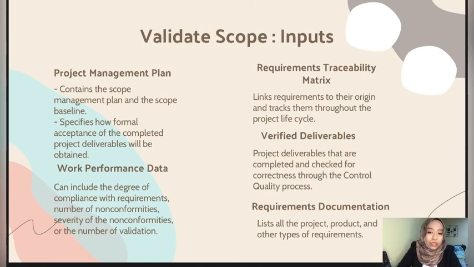And the fourth is verified deliverables. Project deliverables that are complete and checked for correctness through the control quality process. And the last one is work performance data. It can include the degree of compliance with requirements, number of non-conformities, severity of the non-conformities, or the number of validation cycles performed in a period of time.